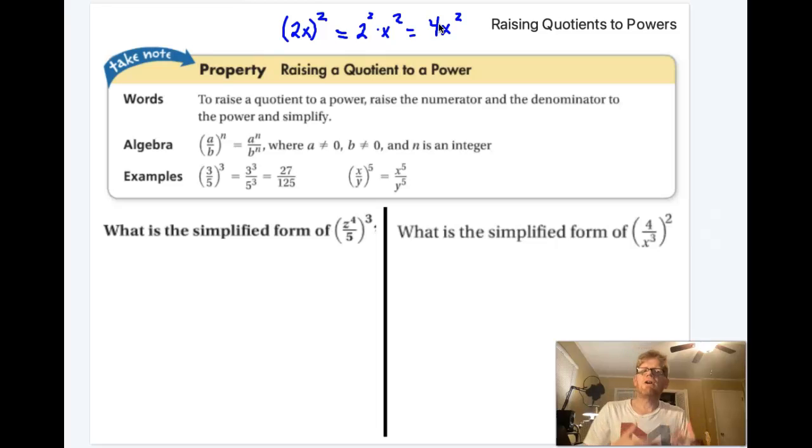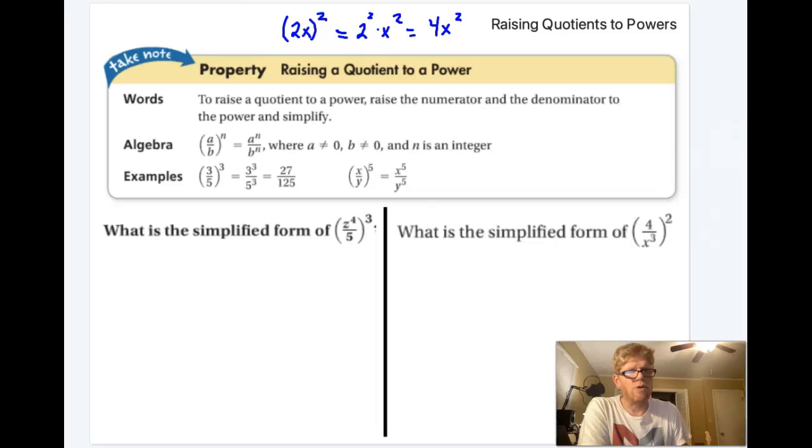Let's talk about now raising quotients to powers. So here we have a fraction. We have a divided by b raised to the nth power. And what that means is that we'll raise both of these values to that power. So we wind up with a to the nth power and b to the nth power. And you can see the examples here.